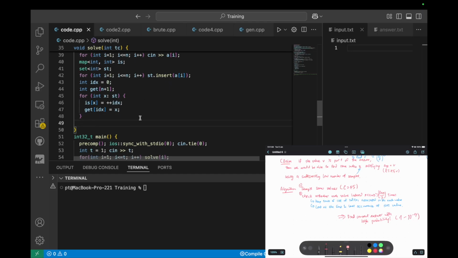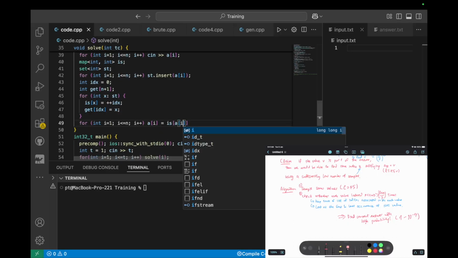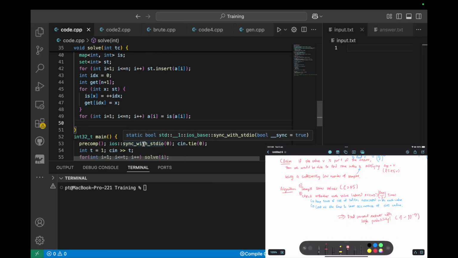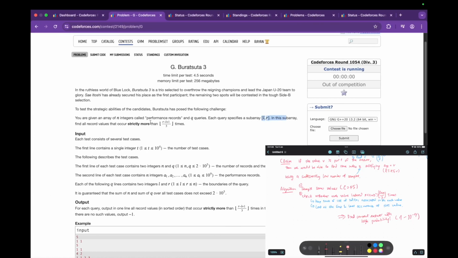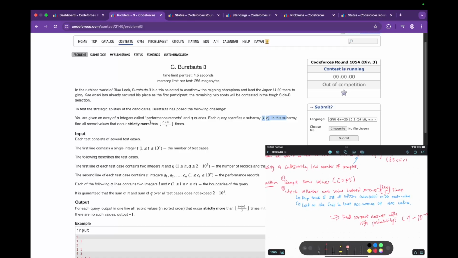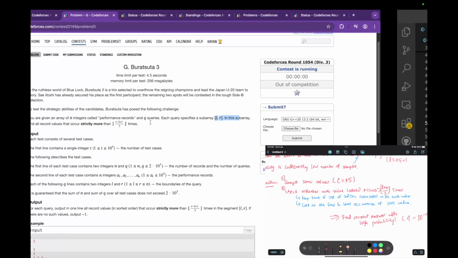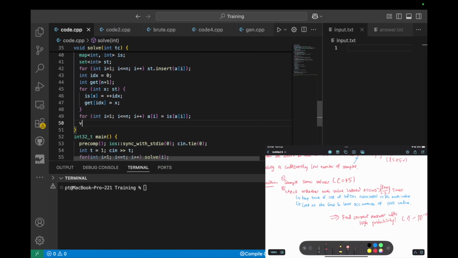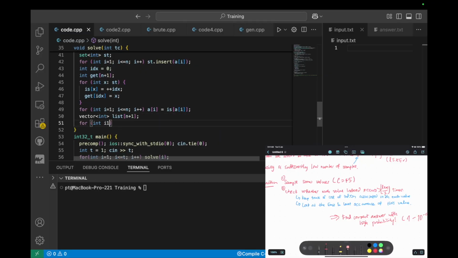Yes, so we have discretized the values. So let's replace A_i with its discretized version, and now we have all integers between 1 and n. Now we need to remember that in the second step of the algorithm, we need to check whether each value indeed occurs length over 3 times or more. So we need to keep track of a list of indices associated with each value. So that would be this list for each value.